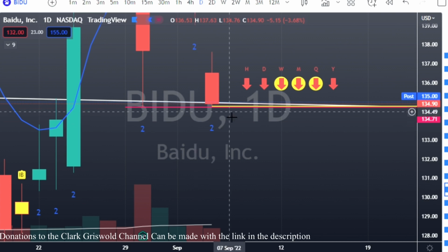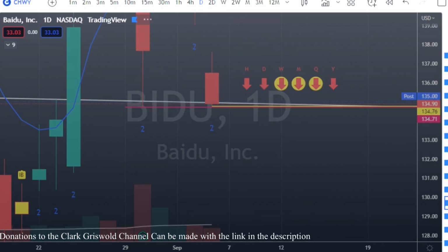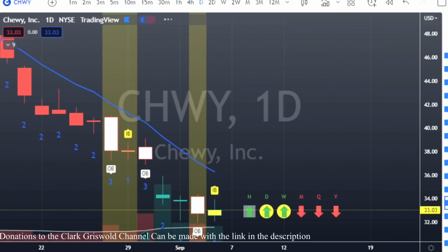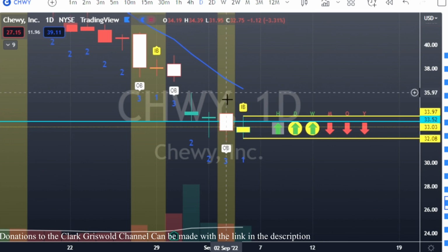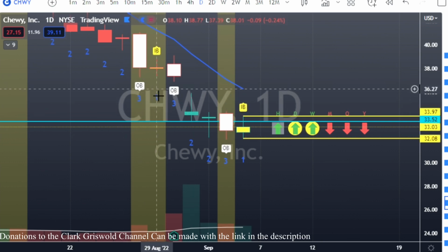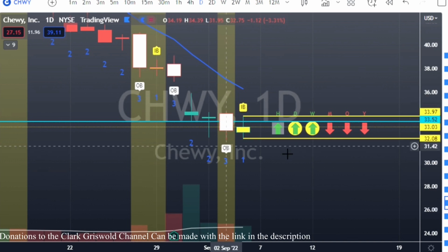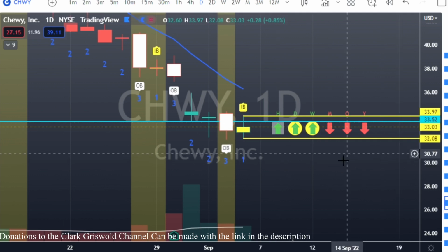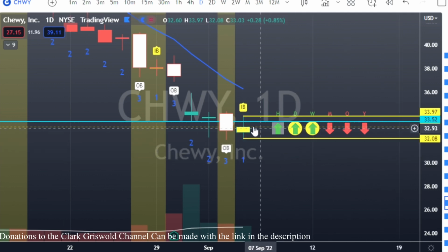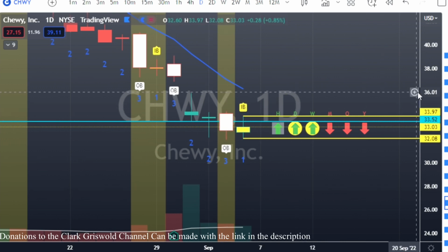So domino effect, and we'll look for BIDU to continue downwards on Wednesday. 3-1 setup, guys. Outside bar, inside bar. Another Griswold Strat indicator highlights these 3-1 setups with this yellow here. It gives you this yellow highlight over them for you to pick them off a little easier. So calls at 33.97, puts at 32.08. If we take the puts, we are full red to the downside.